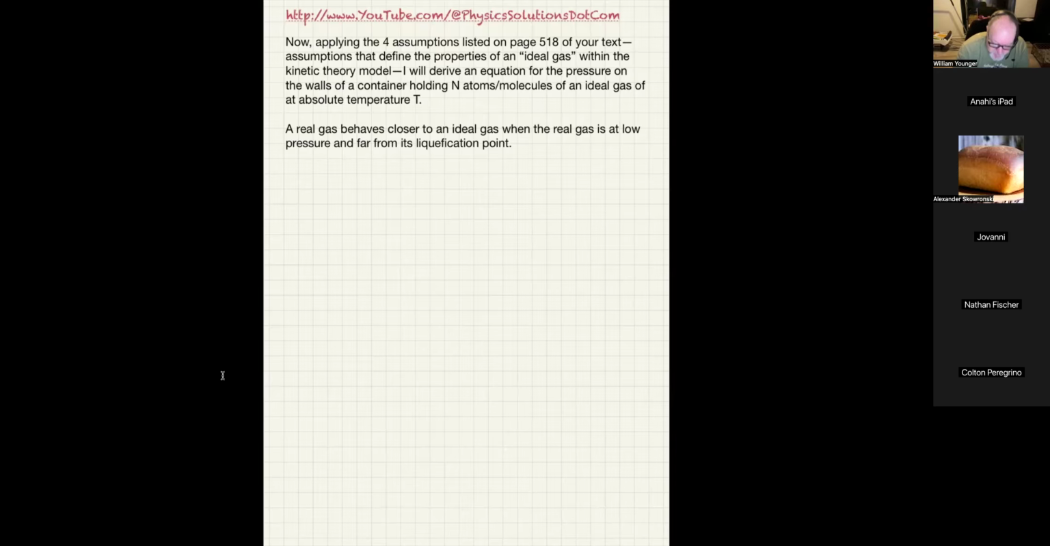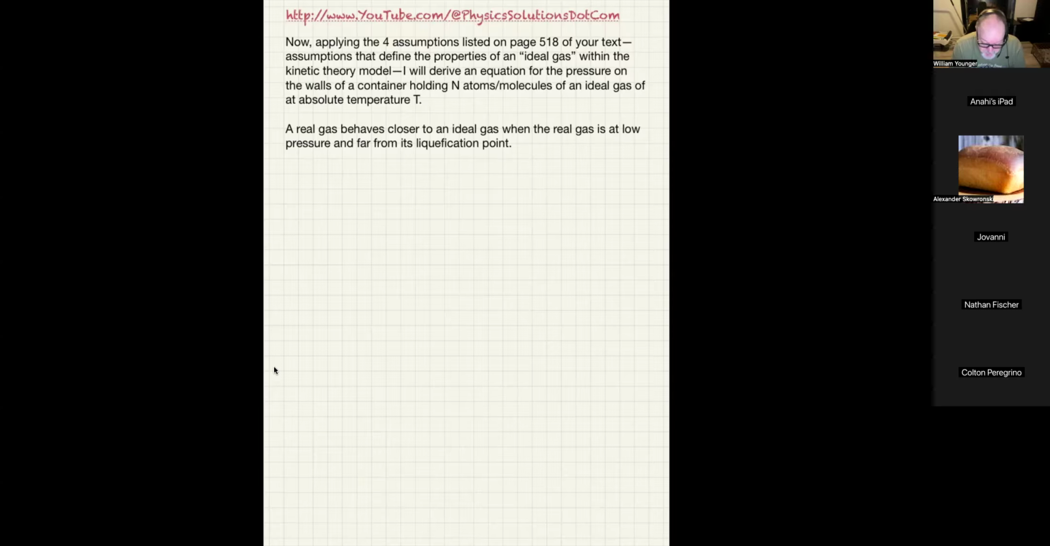So now I'm going to turn to the next section. That is just sort of the opening part. And the next section is 18.1, the ideal gas law and the molecular interpretation of temperatures. It says, now applying the four assumptions listed on page 18 of your text, assumptions that define the properties of an ideal gas within the kinetic theory model, I will derive an equation for the pressure on the walls of a container holding n atoms/molecules of an ideal gas at absolute temperature T.